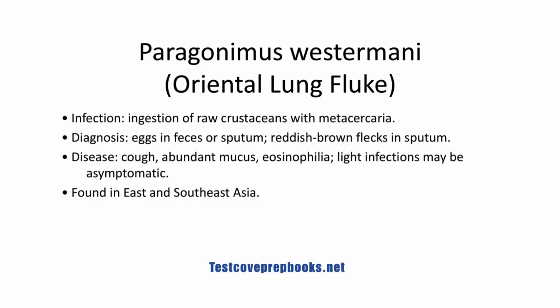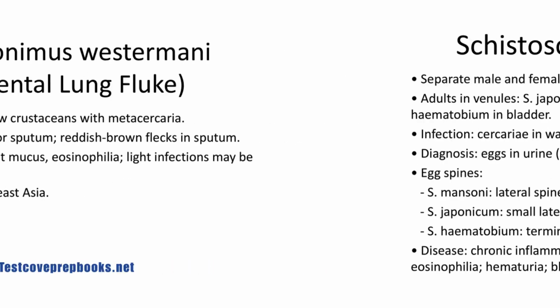Paragonimus westermani, the oriental lung fluke, is acquired by eating raw crustaceans such as crabs or crawfish infected with metacercaria. Diagnosis is made by detecting eggs in feces or sputum, sometimes appearing as reddish-brown flecks in the sputum that resemble iron filings. Eggs are operculated with shoulders and a thick abopercular shell. Clinically, light infections may be asymptomatic, while heavier infections lead to chronic cough, mucus production, and marked eosinophilia. This parasite is common in parts of East and Southeast Asia, including Japan, Korea, China, and the Philippines.